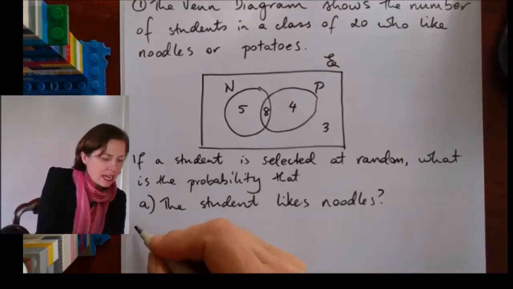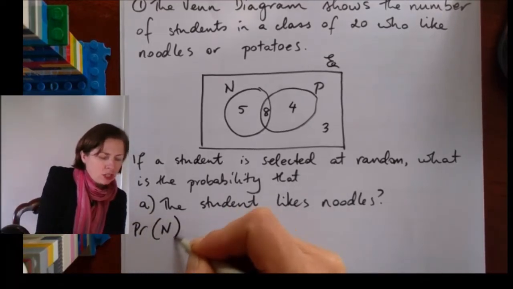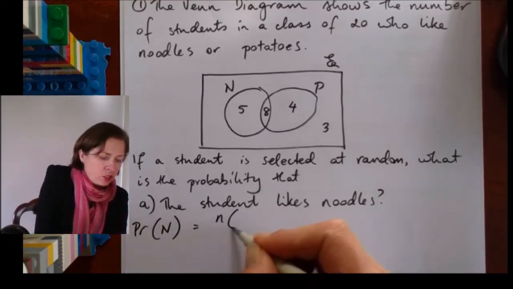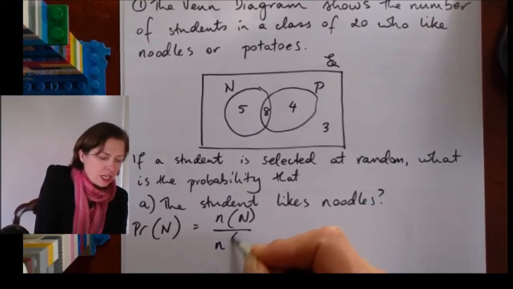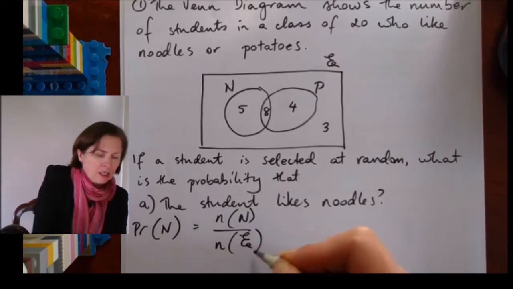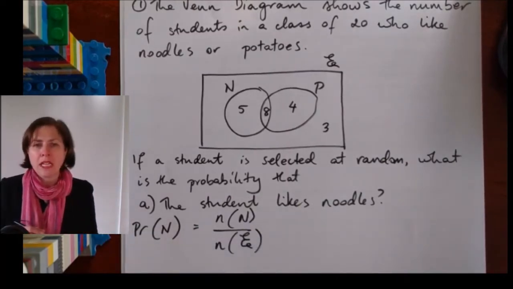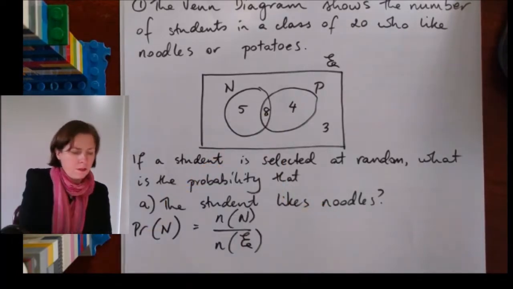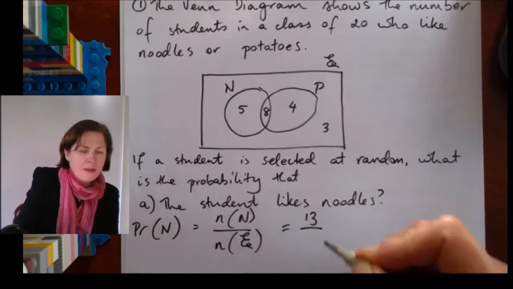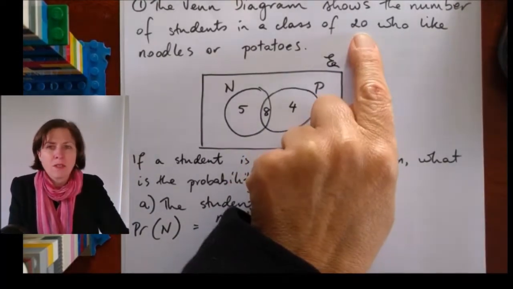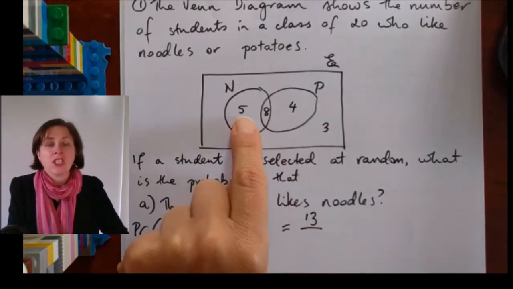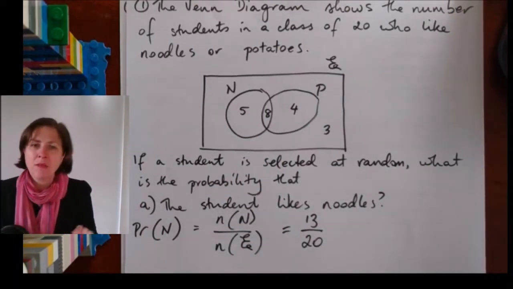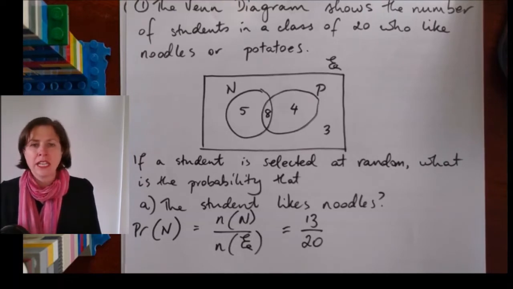In order to calculate the probability that the student is in the group N, they like noodles, it is the number of students in the group N over the number of students altogether, which is the number of students in the sample space. So how many students like noodles? That's 8 plus 5. That's 13. How many students are there altogether? It tells me up here, but if I add these numbers to check, I will see that they add up to 20. So the probability a randomly chosen student likes noodles is 13 out of 20.